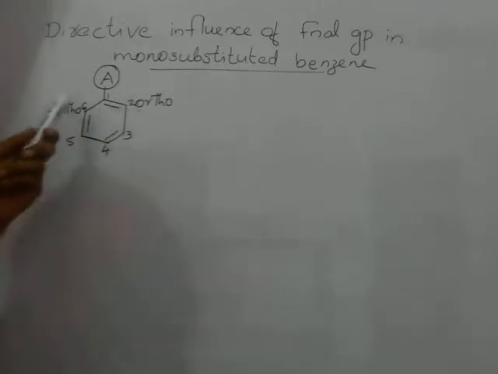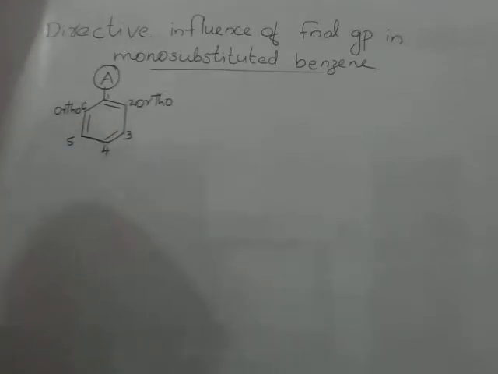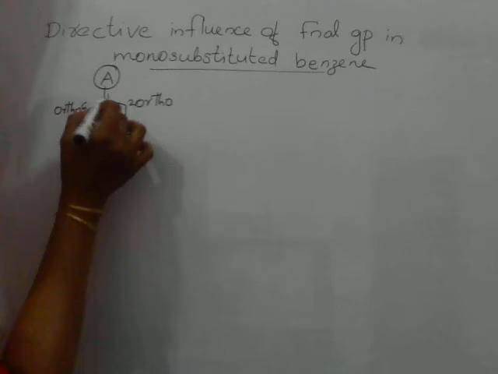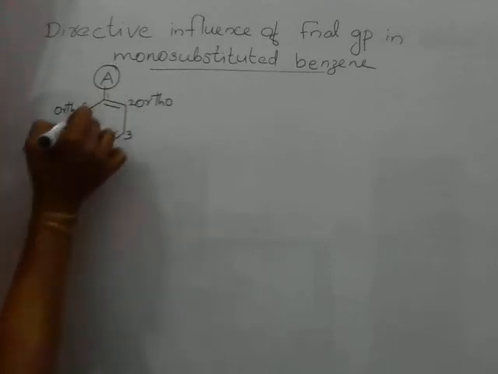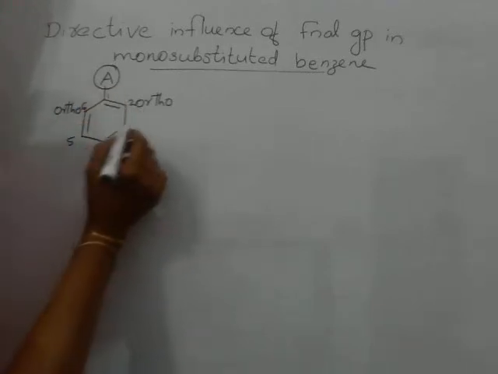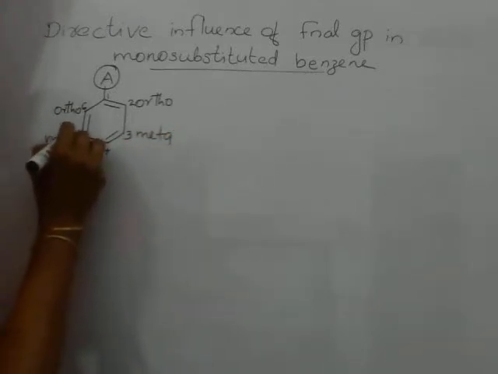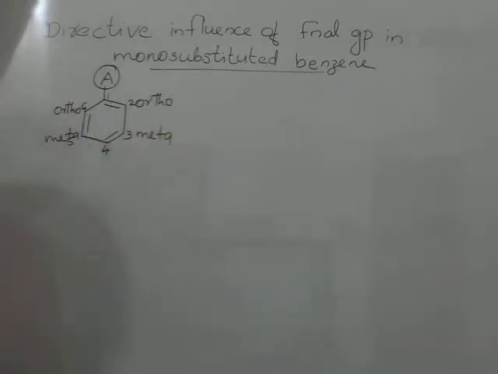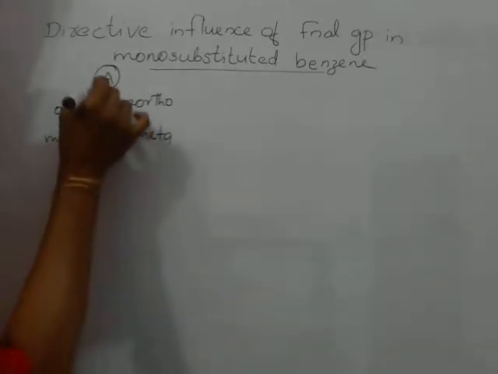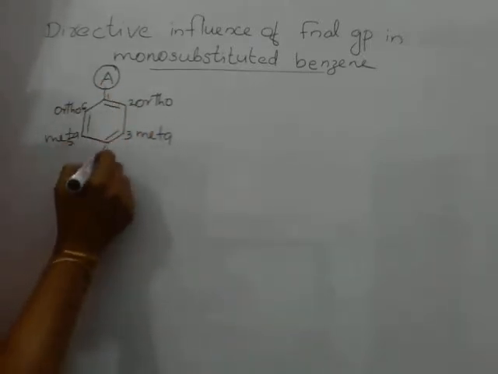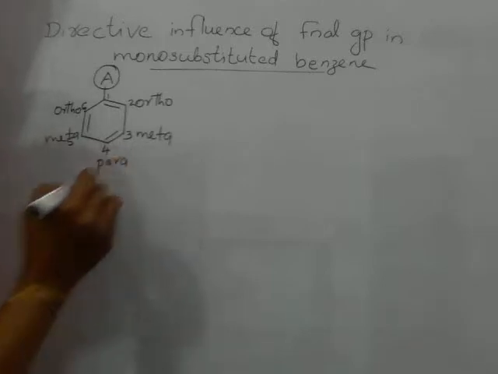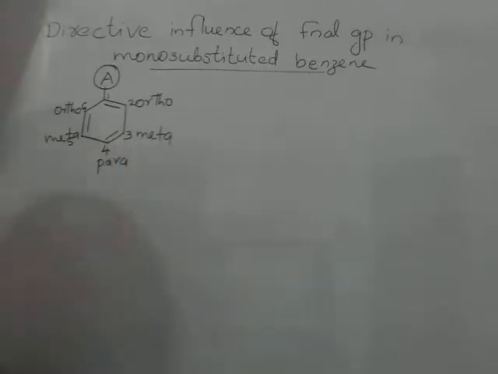These two carbon atoms are called ortho carbon or ortho position, and the positions 1 and 3 and 1 and 5 are called meta positions. There are two meta positions, and the position 1 and 4 is said to be para. This is the para position. So with respect to the substituent, we have ortho, meta and para positions.